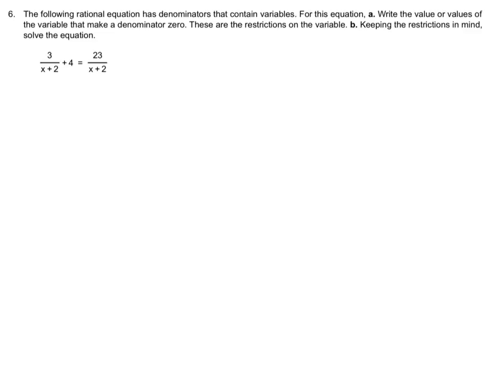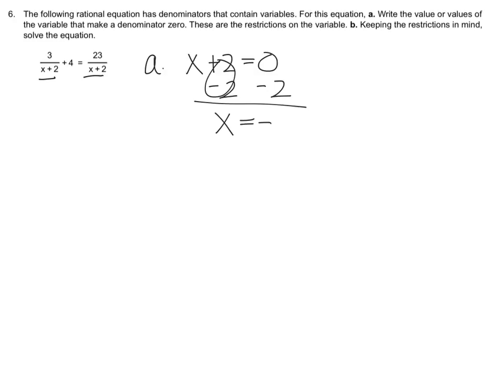So first, we're going to complete part A, and we want to write the values that make the denominator 0. So we'll look at each denominator and set it equal to 0 and solve. Now if you'll see, both denominators are the same. So I really only have to place one denominator, x plus 2, equal to 0, and solve for x. I need to subtract 2 from both sides, and I get x equals negative 2.